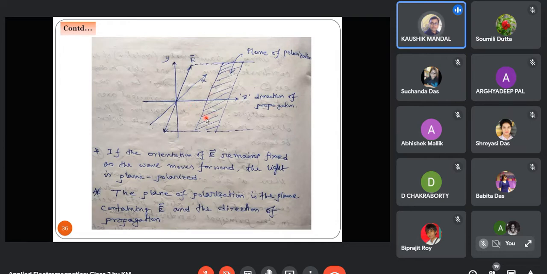So the plane of polarization is the plane that is containing the electric field vector and the direction of propagation. Now I think it is clear what the plane of polarization is. It is the plane containing the electric field vector as well as the direction of propagation.